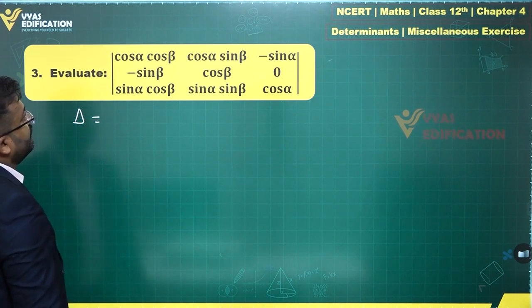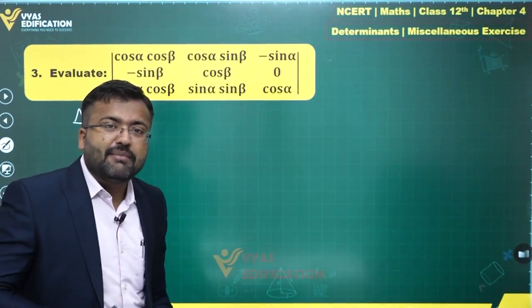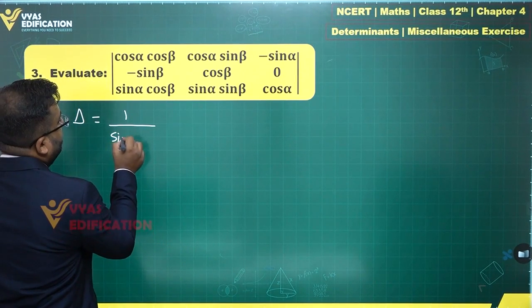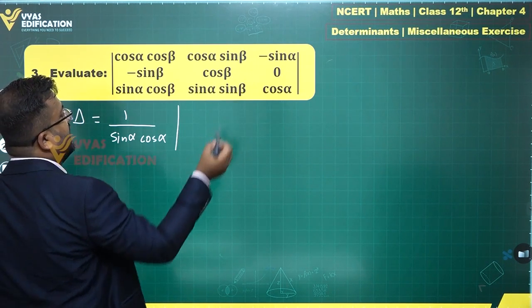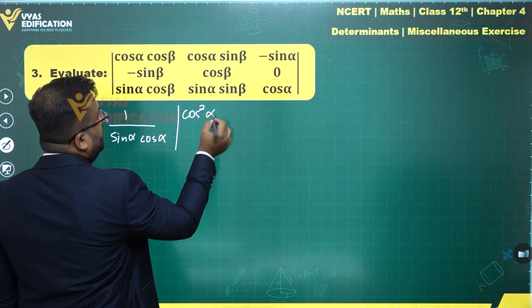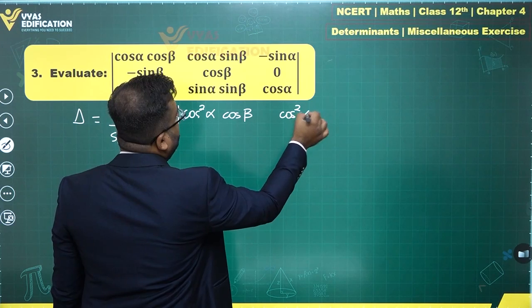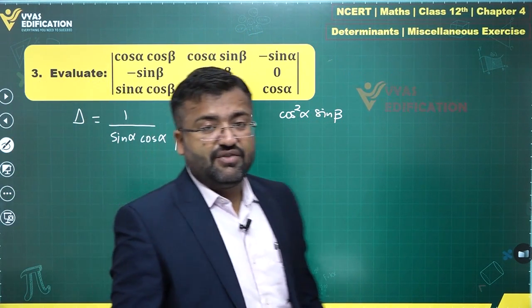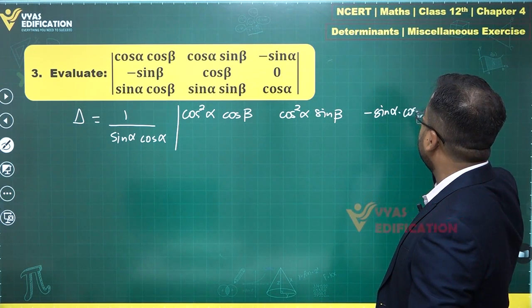This delta is equal to, what I am doing is, I am multiplying this by cos alpha and I am multiplying this by sin alpha. So if I multiply by something, I'll have to divide by something, right? So let's divide by sin alpha and cos alpha. The determinant will have, you'll multiply R1 by cos alpha. So this will become cos square alpha cos beta, okay. This will become cos square alpha sin beta, that's also okay. The last term will become minus sin alpha is already there. You are multiplying by cos alpha, so this becomes minus sin alpha times cos alpha.